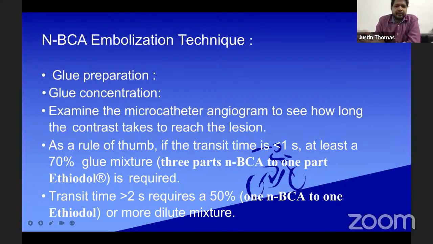What concentration of glue should be used for AVMs: first we have to take a shot and calculate the time required for the contrast to reach the lesion. If the transit time is less than 1 second, that means a high flow fistula, then 70% or more concentration of glue can be used, that is 3:1, 3 NBCA to 1 Ethiodol. If it is a low flow fistula, if the transit time is more than 2 seconds, 50% or less concentration of NBCA is only required.